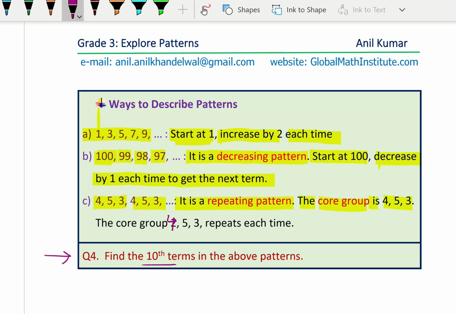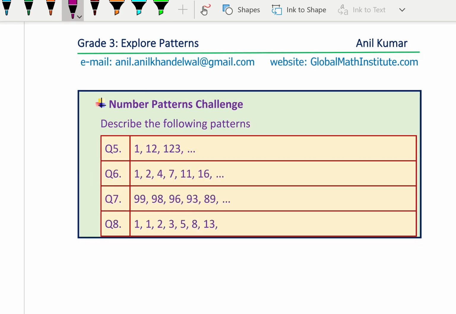Let's move forward towards some difficult questions now. So take this as an assignment, right? We have some number patterns. We say these number patterns are challenge questions. They are not so easy, right? Let us see what kind of questions these are. The question here is describe the following patterns. Question number 5, 1, 1, 2, 1, 2, 3, and so on.